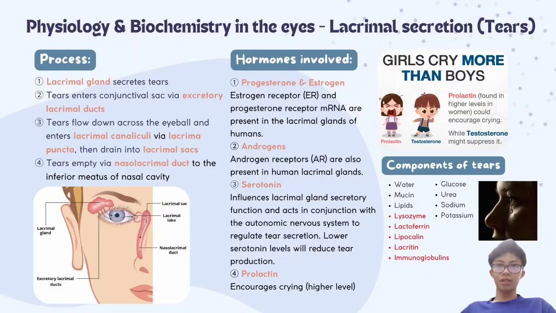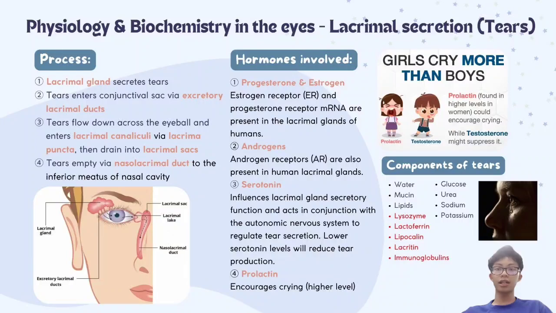As for serotonin, it influences lacrimal gland secretory function and acts in conjunction with the autonomic nervous system to regulate tear secretion. Lower serotonin levels will reduce tear production. And lastly, prolactin encourages crying at a high level, which explains why females cry more than males, as testosterone might suppress crying.